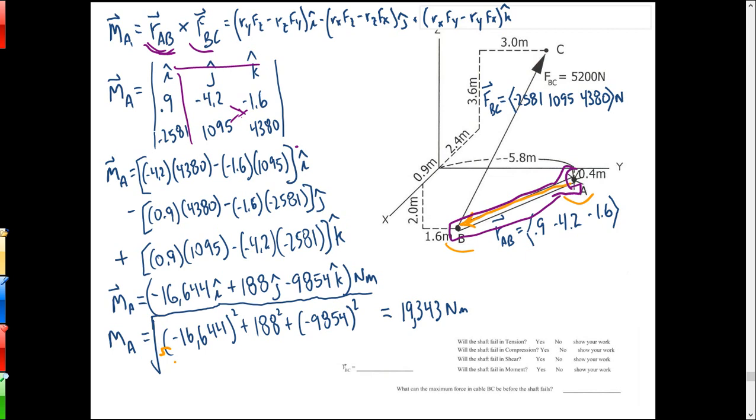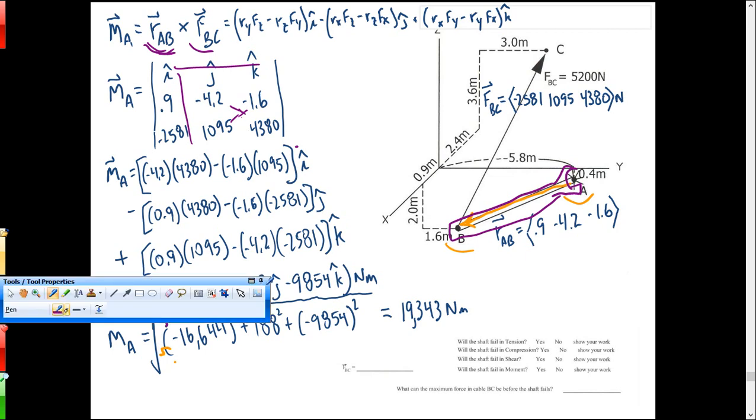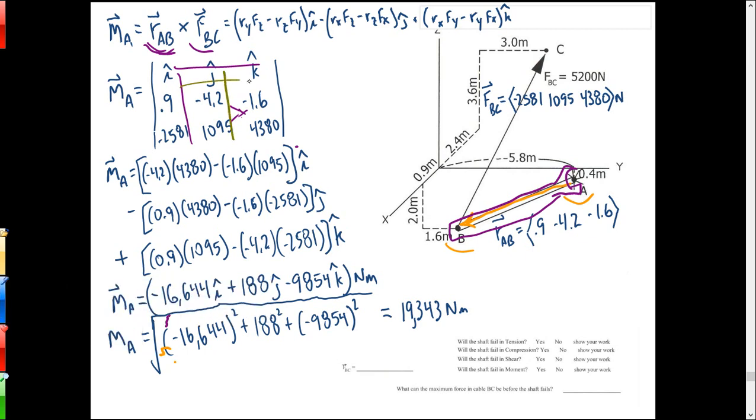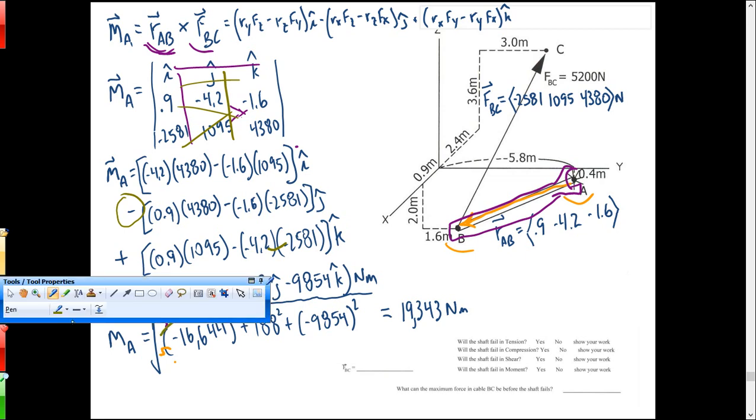That's the i. Then what we can do is cross off the middle column, top row, and cross what's left. So 0.9 times 4380 minus negative 1.6 times negative 2581. That's the j component. The j component is always subtracted. And then the last thing you do is get the k.